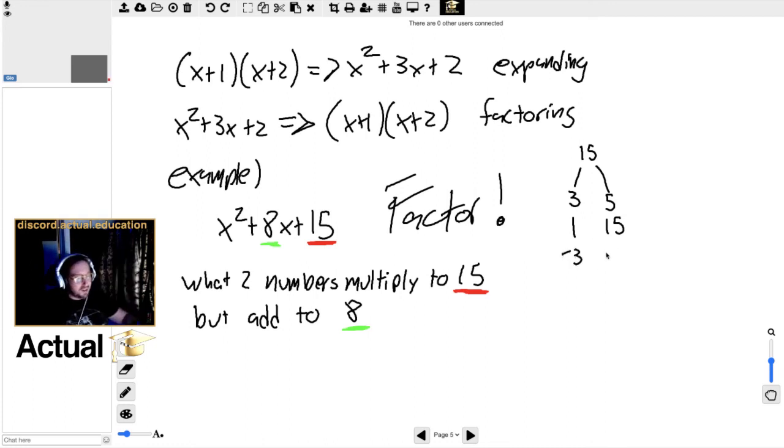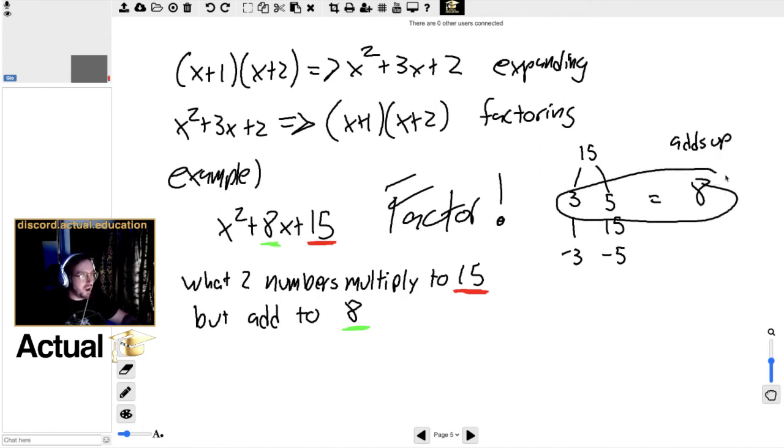Then the next thing to do is to check which pairs of these numbers add up to 8. Let's look at 3 and 5. What does that add up to? 8. Good. So it turns out that 3 and 5 is our answer, but let's look at the others. 1 and 15 would be 16, and negative 3 and negative 5 would be negative 8. So 3 and 5 is the set that we want.